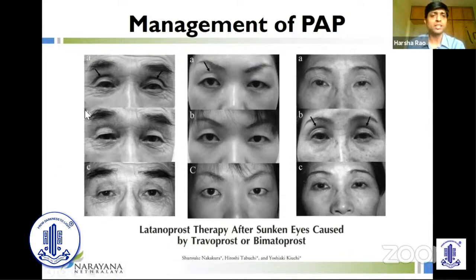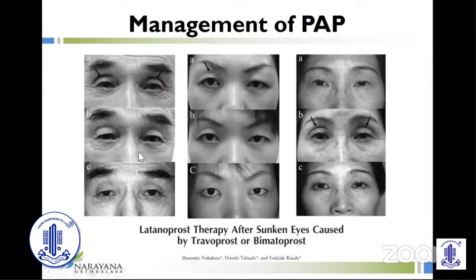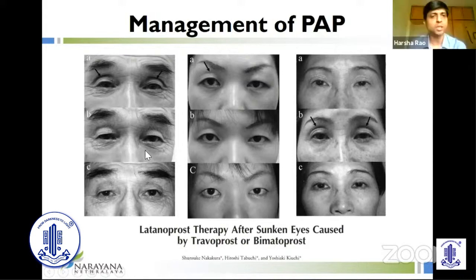So here are the examples. Here is the patient who has PAP, both eyes. This is after shifting the patient from travoprost to latanoprost. PAP much better, and at 6 months, we hardly see any signs of PAP here. Another patient with unilateral PAP subsequently improving after shifting from travoprost to latanoprost.